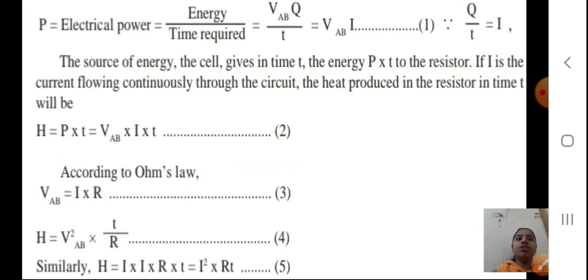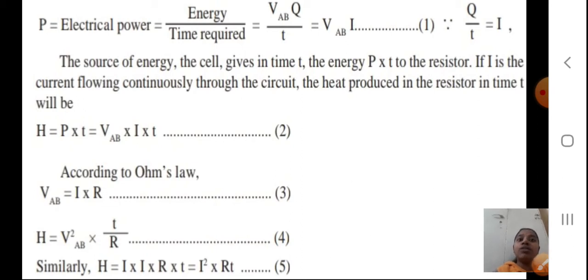Okay, so P is equal to electrical power, you have studied this in 9th standard, is equal to energy upon time required. What is the energy? It was VAB Q upon time required, which is t. So Q upon t, you know, is equal to I, charge upon time, that is current. So I will write it as VAB I.